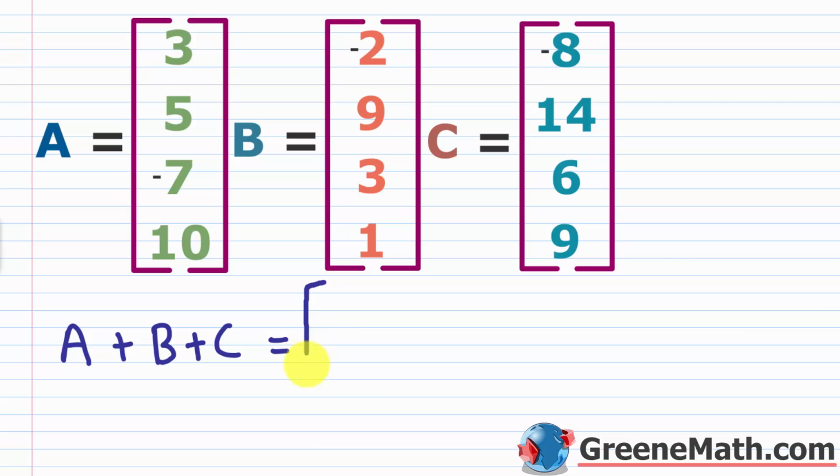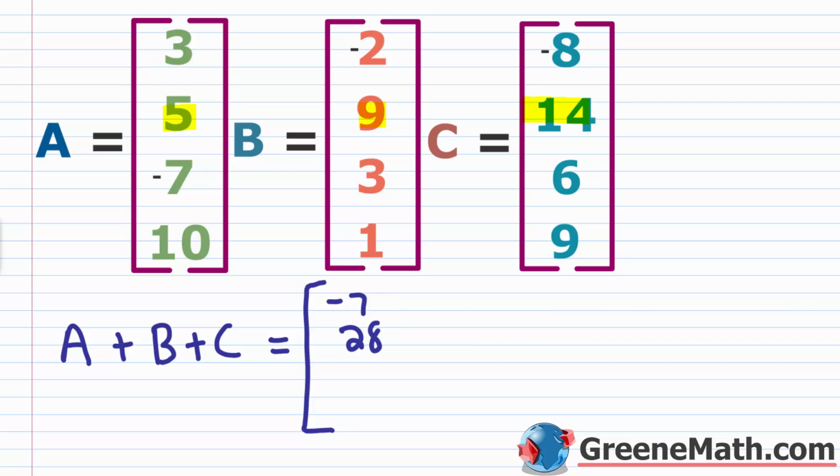So I'll just do this like this. And again, I'm just going to work here. I'll do 3 plus -2 plus -8. So 3 plus -2 is 1. 1 plus -8 is -7. Let me move down to the next row. I'll do 5 plus 9 plus 14. 5 plus 9 is 14. 14 plus 14 is 28.